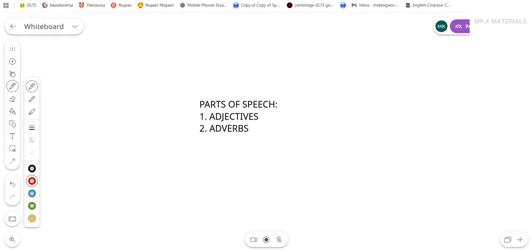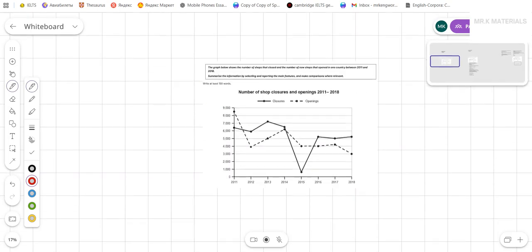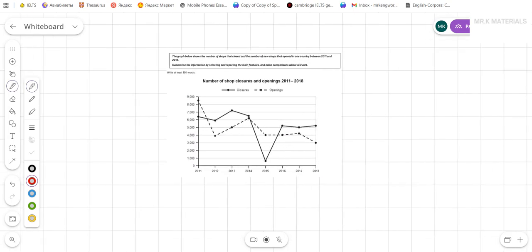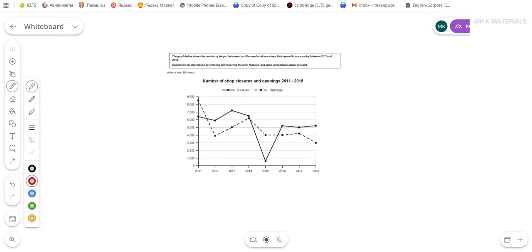In this video, we'll discuss two other parts of speech that are fundamental for your IELTS score, both in writing and speaking. We're going to discuss adjectives and adverbs. We're going to use a specific example. Using this graph, we'll try to break down both adjectives and adverbs.